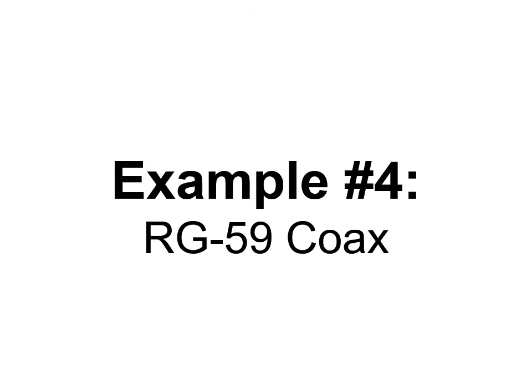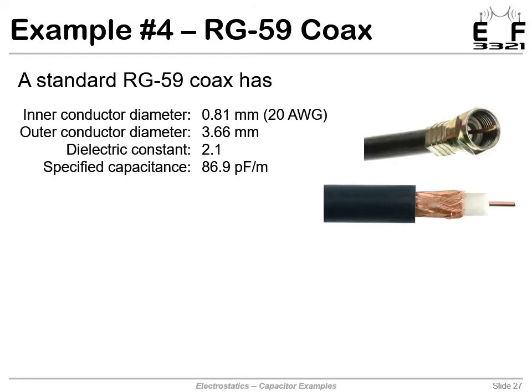Our next example will build on the last, and we'll analyze an actual RG59 coax and see how close we get to the specified parameters for the line. So a standard RG59 coax, poking around online, the inner conductor is a 20 AWG wire, which means it has about a 0.81 millimeter diameter. The outer conductor diameter is about 3.66 millimeters.